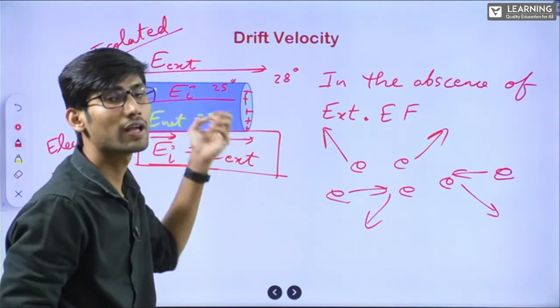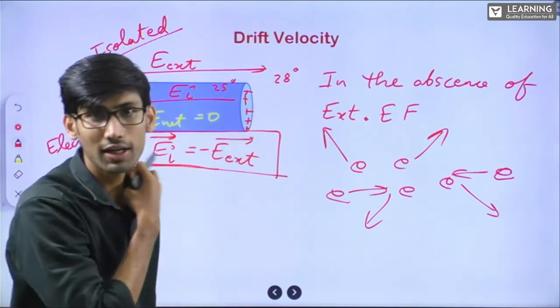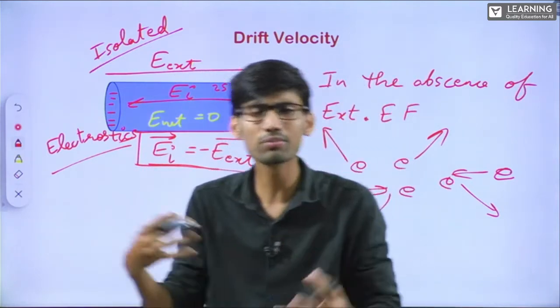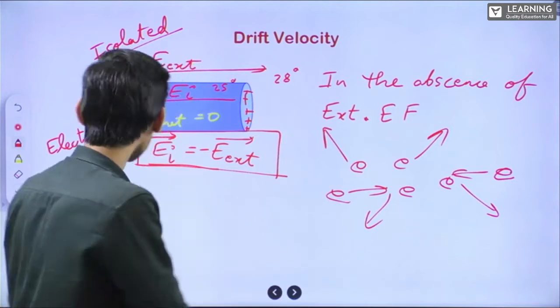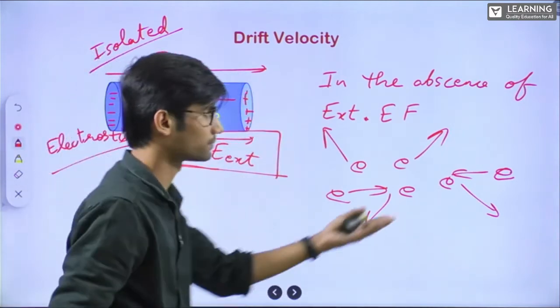Since heat transfer will happen, these electrons will get kinetic energy because of this thermal energy. They will start moving. Random motion will start happening. Here and there, they are moving. I hope you understood this. This is happening due to thermal energy.